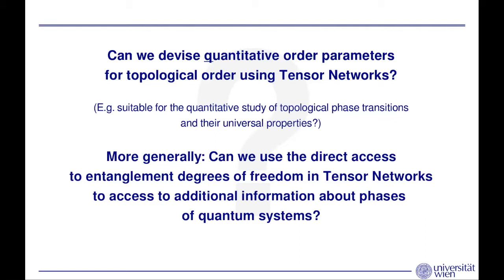is to ask, so topological order is related to order in the entanglement, right? And tensor networks very naturally provide us access to the entanglement. And a general question would be, can we use this direct access to the entanglement degrees of freedom in the tensor network to access additional information about phases of general quantum systems? So this includes really quantum matter type phases like topological phases, but this could even include conventional phases. Maybe there's more we can discover by also looking at the entanglement. And I would really like to present it from this more general perspective.